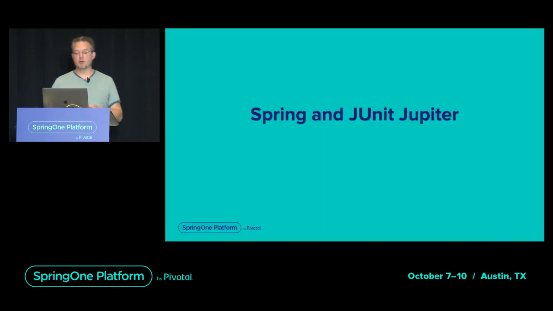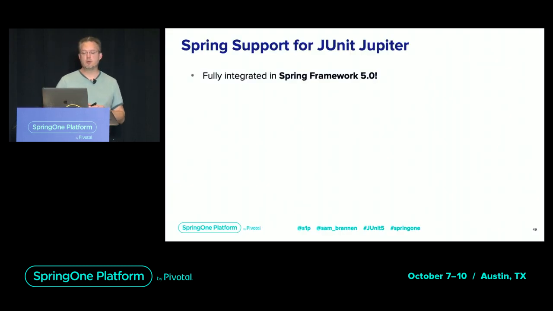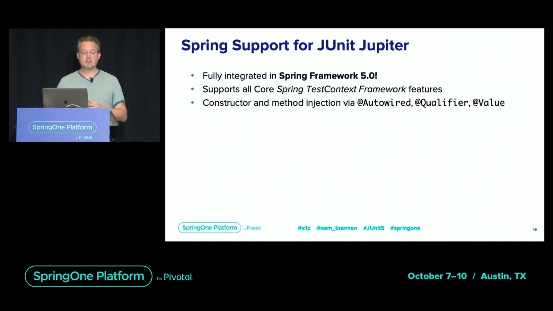So now on to Spring and JUnit Jupiter. For Spring support, we've had support fully integrated since Spring Framework 5.0. And that supports all of the core integration testing features you already know from the Spring Test Context Framework. But it adds some additional ones. So it adds support for test constructor and method injection with Spring's @Autowired, @Qualifier, and @Value. And it also adds conditional test execution based on SpEL expressions.